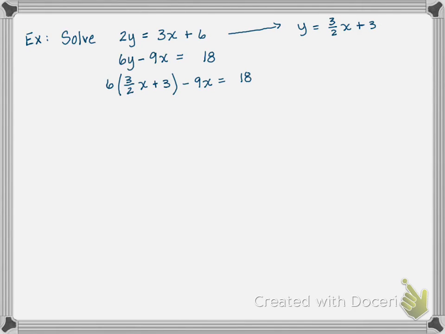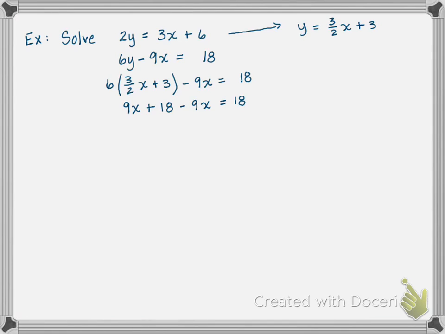Okay, so now we'll distribute. If multiplying by that fraction gives you anxiety, just get out your handy dandy calculator and plug it in. This actually works out really nicely because 6 divided by 2 is 3, times 3, just like when we're clearing fractions, gives us 9x. So 9x plus 18 minus 9x equals 18.